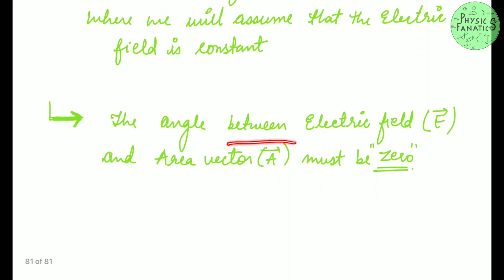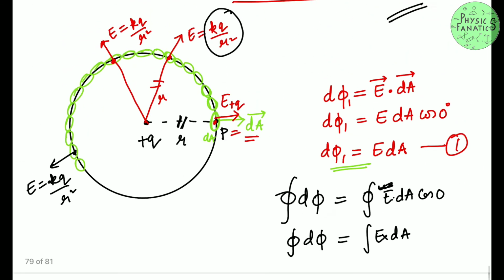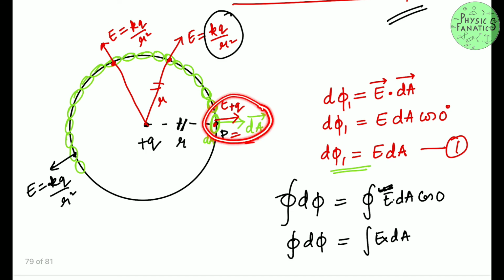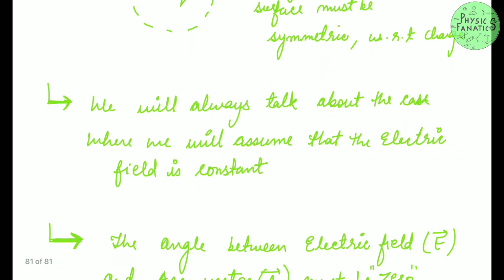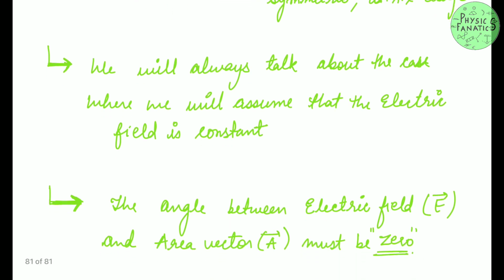Last, the angle between electric field and area vector must be 0. In most of the cases we are going to talk about, the angle between the area vector and the electric field is actually 0. You can see in the exercise we did, the angle between the area vector and the electric field was 0. These kinds of cases make our life easier with the help of Gauss law. I hope you can understand that.